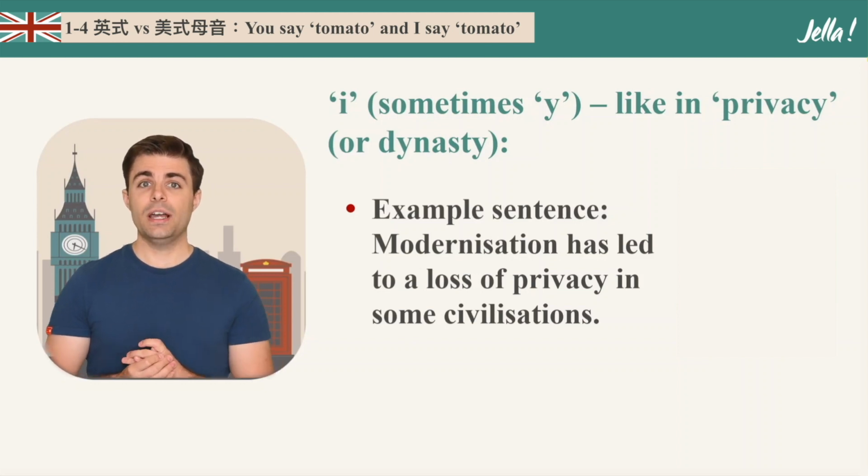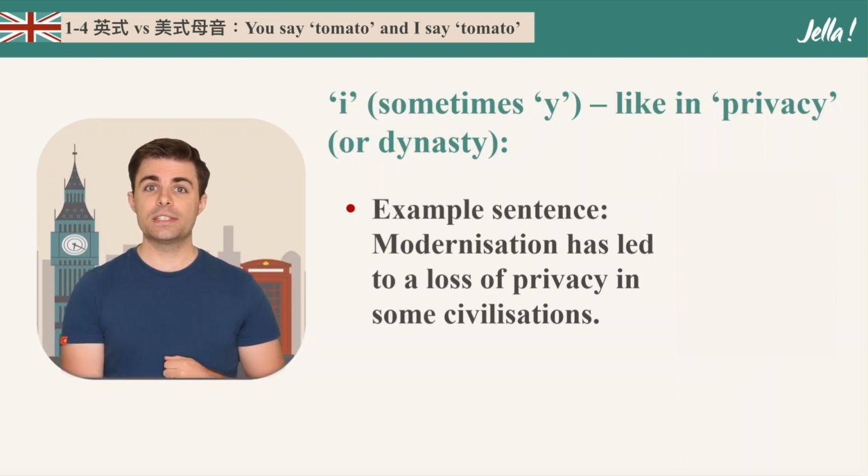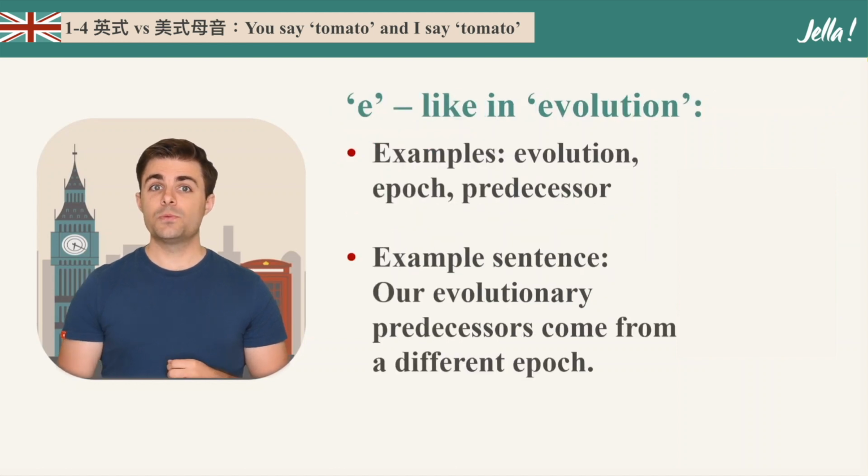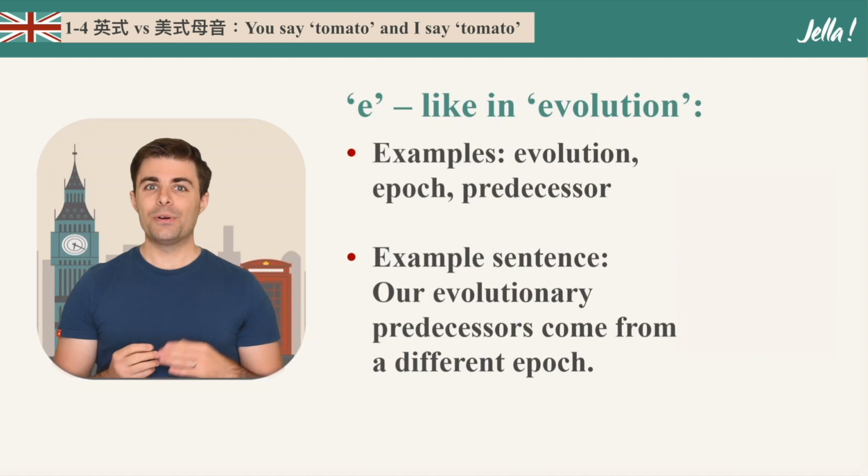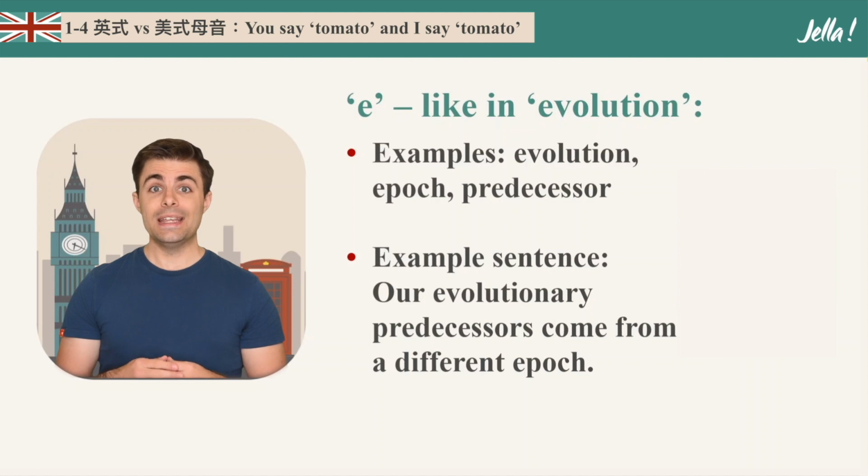Now let's have a look at our second, smaller difference in vowel sounds, and this one is with the letter E, like in the word evolution. Now, in American English, you'll hear that it's a short E sound, eh. But when we say this in RP, we extend the E sound like you're just saying the letter E. So we would say evolution. Right, let's listen to some example words.